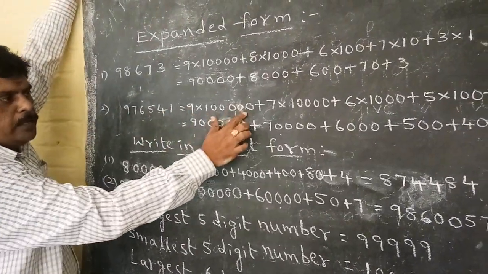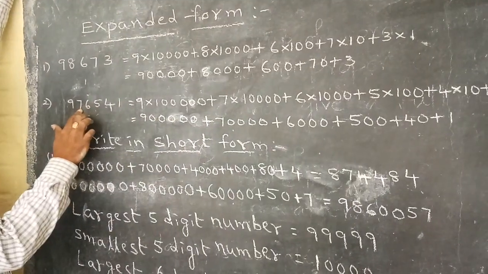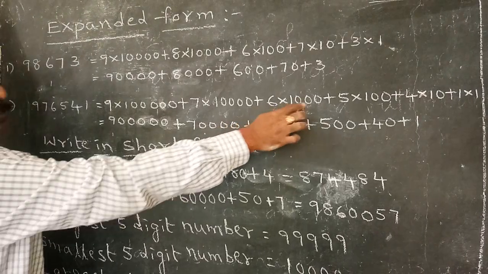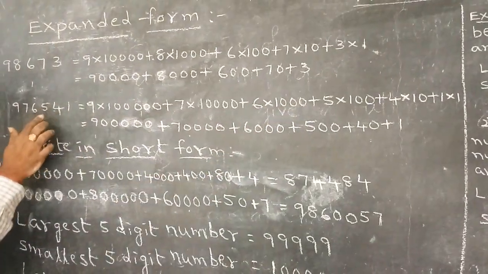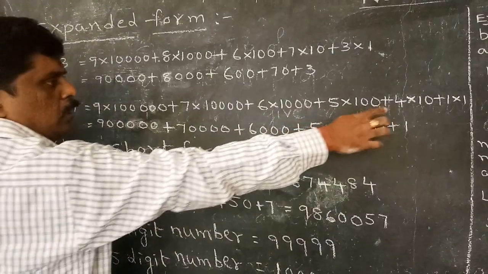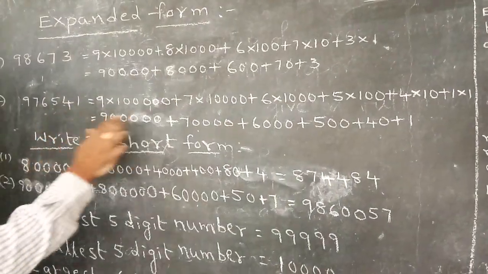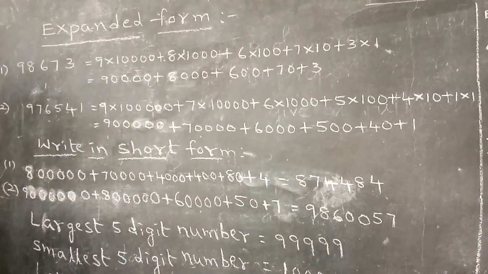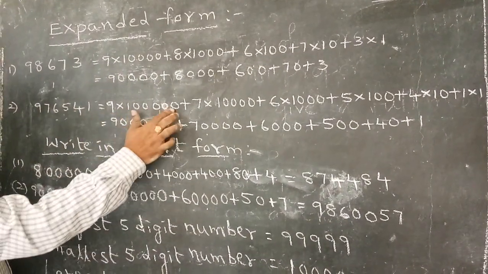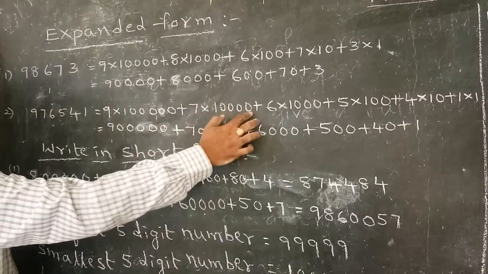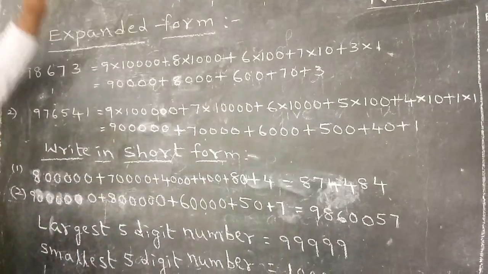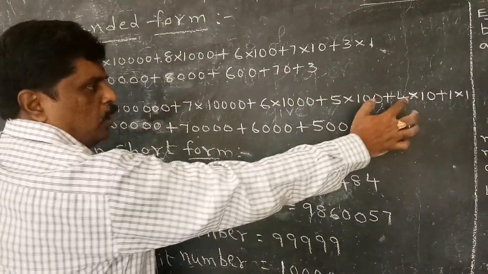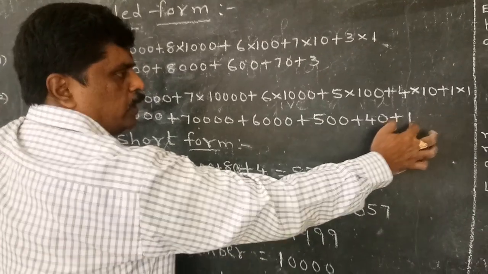So 9 into 1 lakh, plus 7 into 10,000, plus 6 into 1000, plus 5 into 100, plus 4 into 10, plus 1 into 1. So here 9 into 1 lakh is 9 lakh, plus 7 into 10,000 is 70,000, 6 into 1000 is 6,000, 5 into 100 is 500, 4 into 10 is 40, plus 1 into 1 is 1.